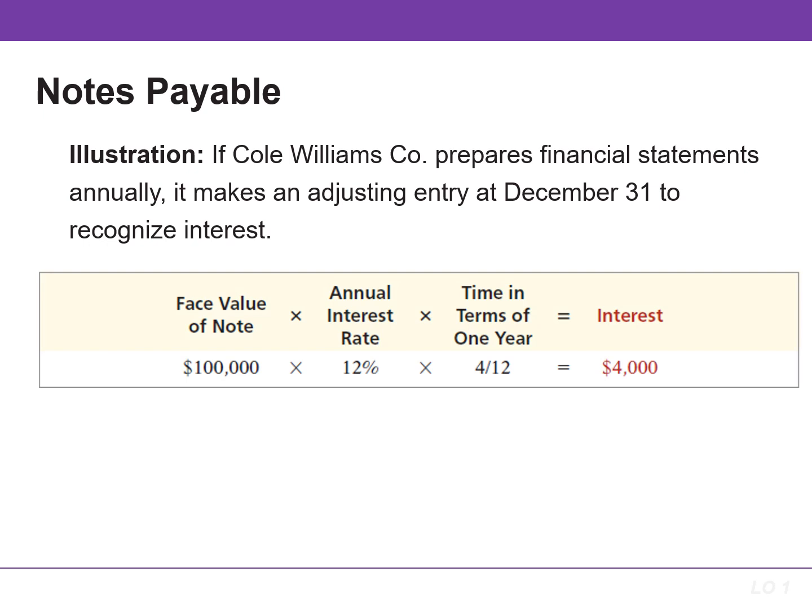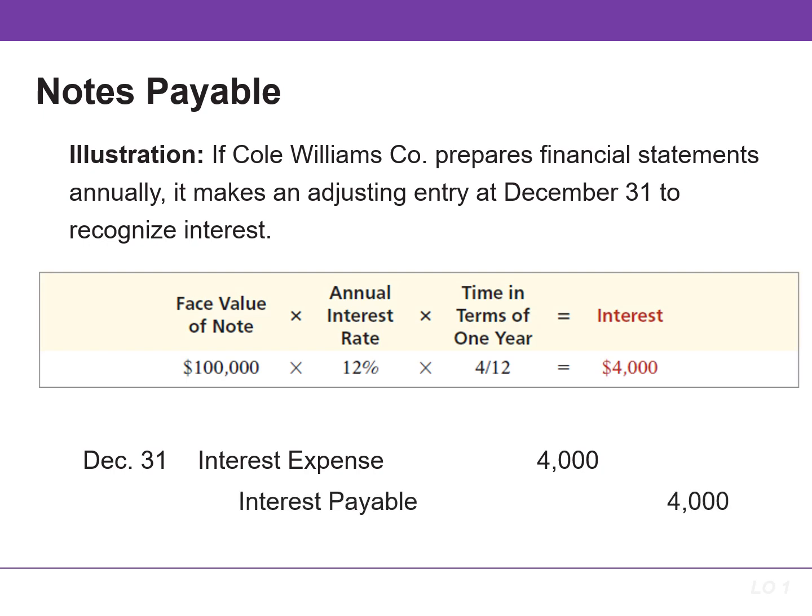The entry to record interest results in a debit to interest expense for $4,000 and a credit to interest payable for the same amount. In the December 31st financial statements, the current liabilities section of the balance sheet will show notes payable in the amount of $100,000 as well as interest payable for $4,000, because both of these amounts will be paid within 1 year.